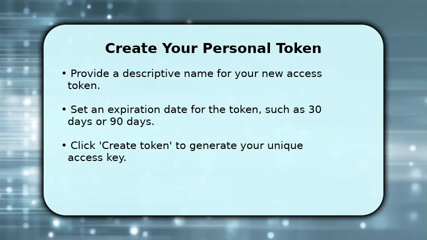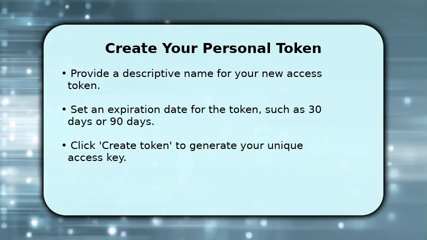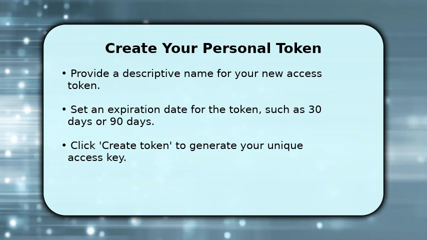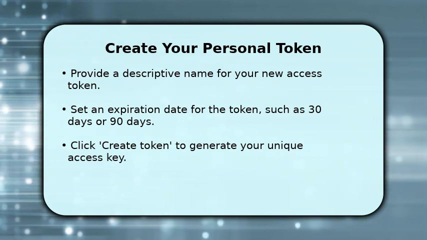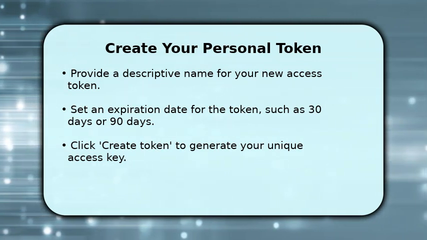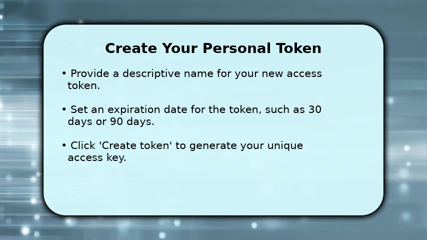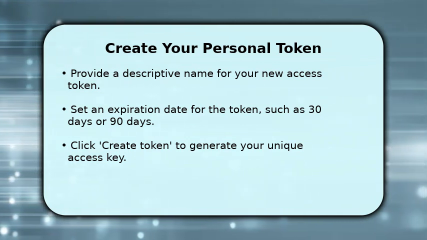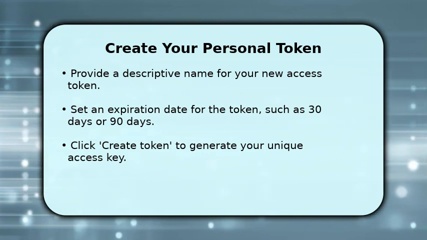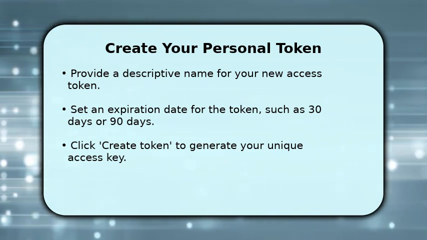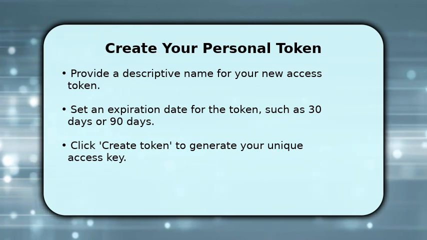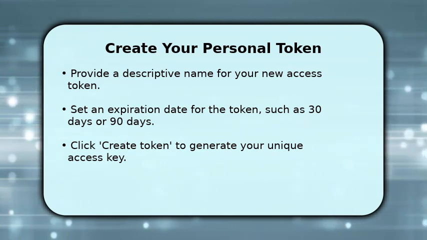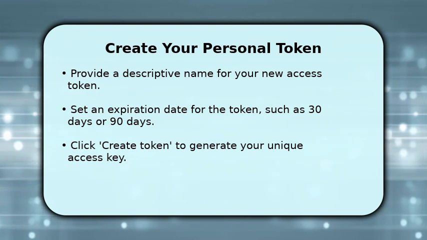Next, you'll need to give your new access token a clear, descriptive name. This helps you remember its purpose later on. Then, set an expiration date for the token. You can choose options like 30 days, 90 days, or even a custom date for enhanced security. After naming it and setting an expiration, simply click the Create Token button. Your unique personal access token will then be generated and displayed on your screen.